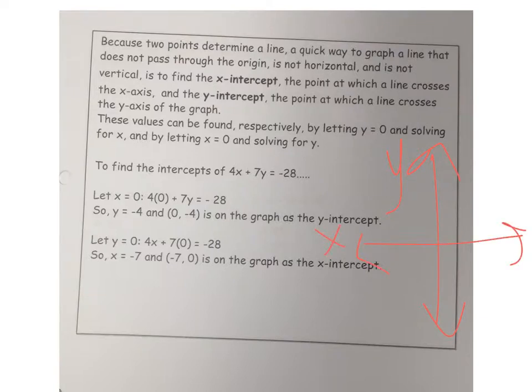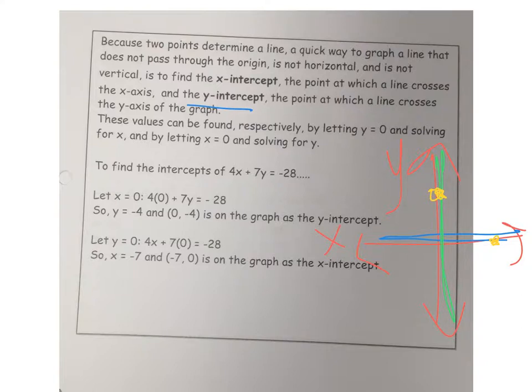The x-intercept is where it crosses the x-axis, and the y-intercept is where it crosses the y-axis. So, for example, here, that would be my y-intercept, and that would be my x-intercept. So these values can be found by letting y equal 0 and solving for x, and by letting x equal 0 and solving for y.